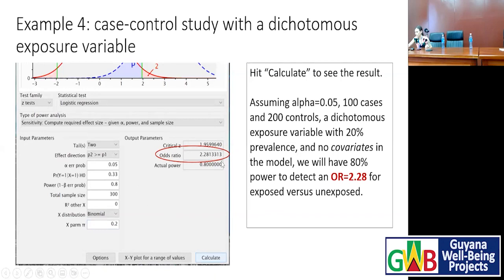And here we see that, assuming the same thing, alpha 0.05, 100 cases, 200 controls, a dichotomous exposure variable with a 20% prevalence, and no covariates in the model, we'll have 80% power to detect an odds ratio of 2.28 for exposed versus unexposed. So you see, going to the dichotomous variable, if we're going to look at this, it has to be something that we expect is going to be pretty strongly associated with our outcome.